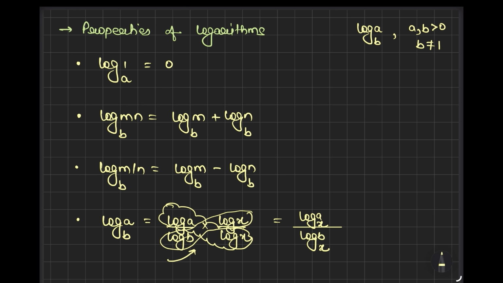Now do you remember that we have always emphasized that base cannot be equal to 1? Why? Try to understand. If I write log a to the base b as log a by log b, you know we can write it this way. You also know that we want to take base as 1, but look at this. What is log 1? Log 1 is 0. So the moment you take base to be 1, it will become undefined. So that's why we cannot take base to be 1.